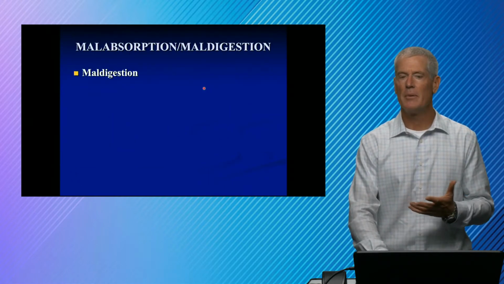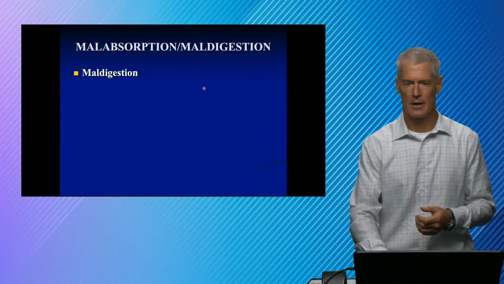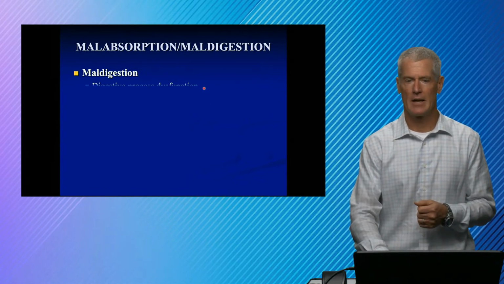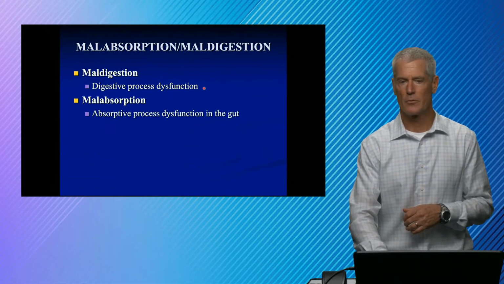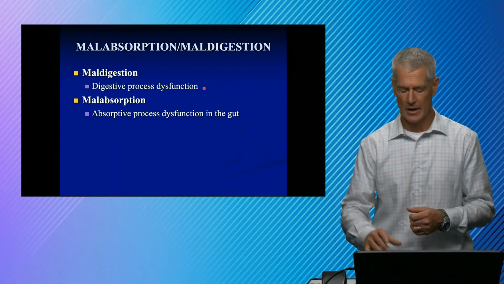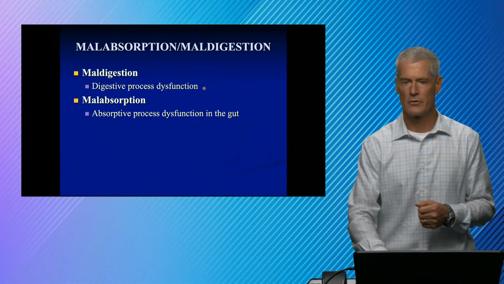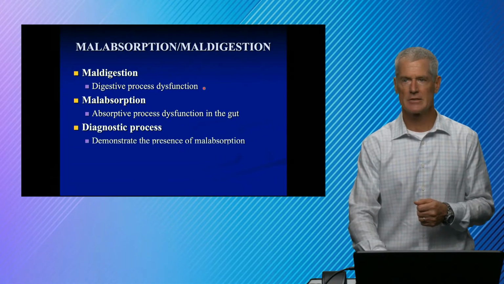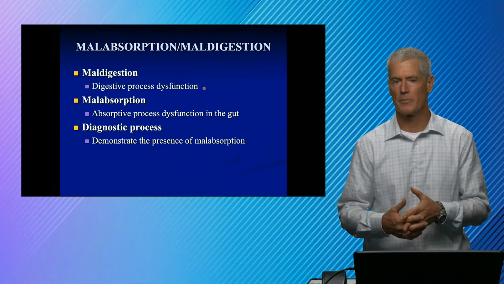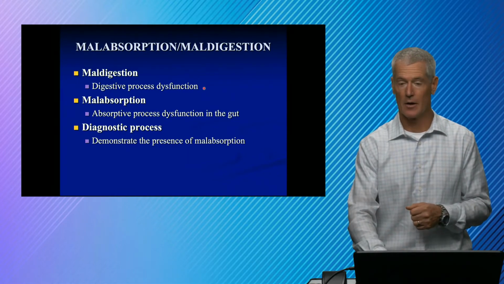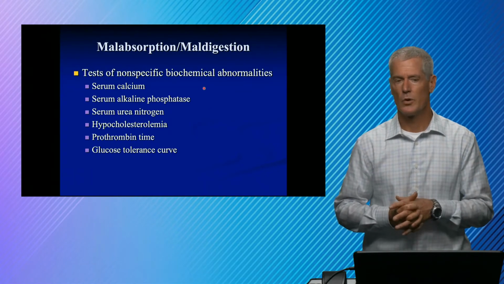So maldigestion is the inability to break down certain things, which causes GI distress, and diarrhea is a very common finding in this setting. So there's a digestive dysfunction versus malabsorption. It's really a dysfunction of the gut, and it could be caused by an immune response to gluten or Crohn's disease or something like that. And so diagnostically, we're going to demonstrate the presence of malabsorption. So both of these cause malabsorption. One also has a problem with breaking down substances. We're trying to identify which process is taking place.